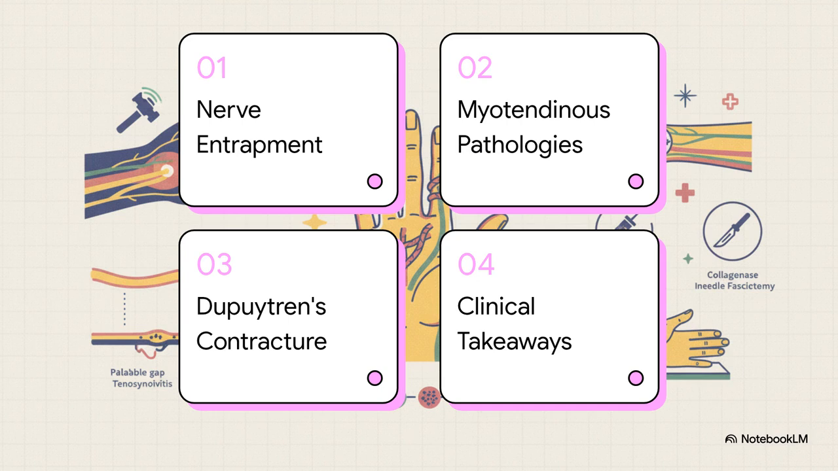Okay, so here's our game plan. We'll kick things off with how to assess nerve entrapment. Then we'll get into diagnosing muscle and tendon issues. After that, we'll tackle Dupuytren's contracture. And finally, we'll wrap it all up with the clinical takeaways you absolutely need to know.